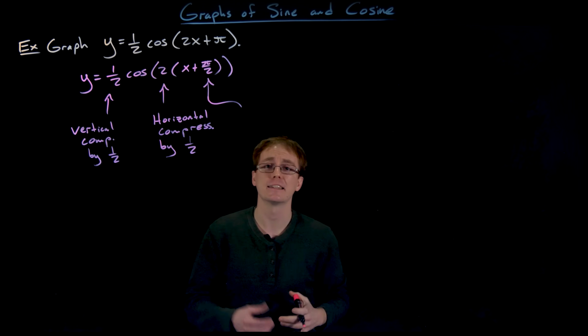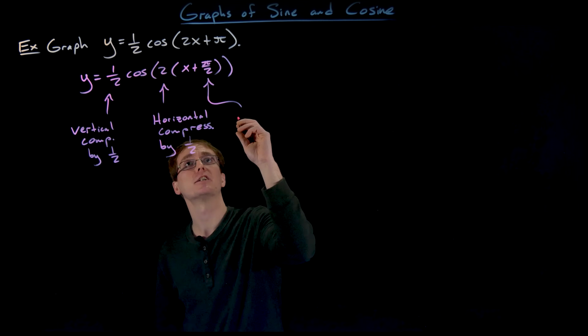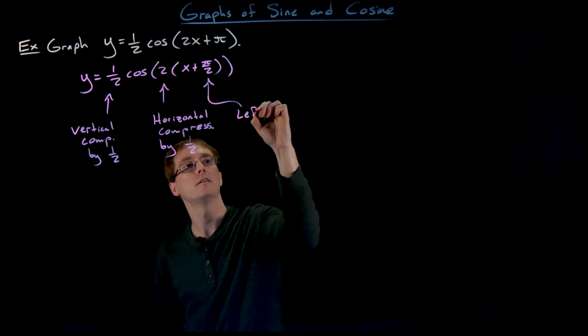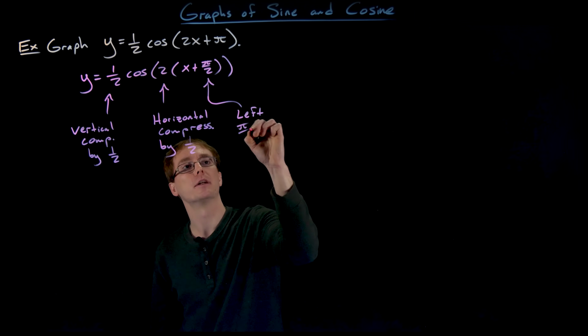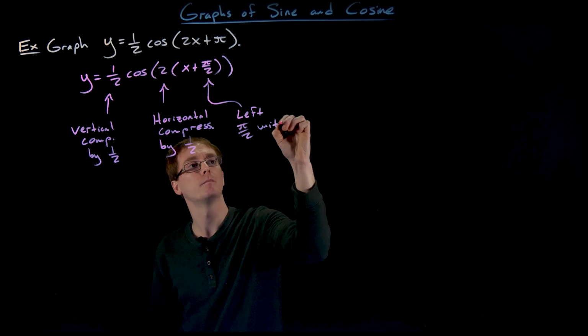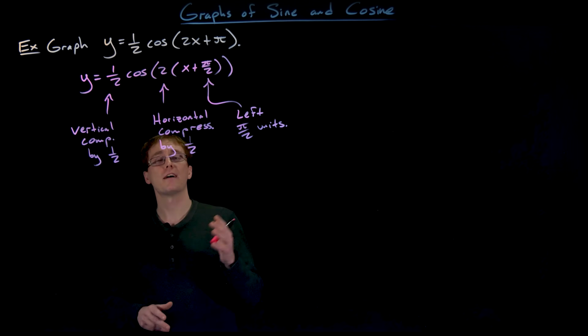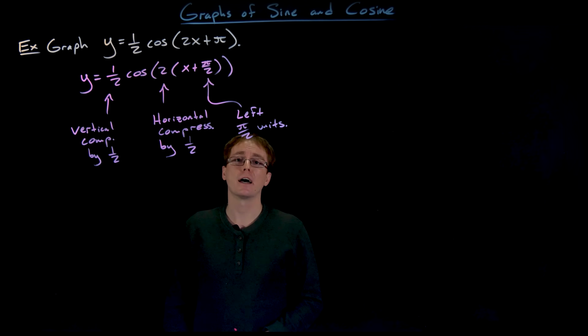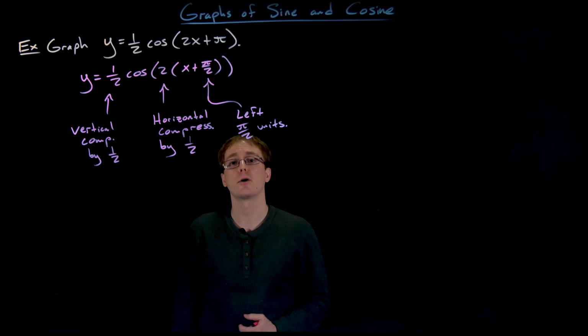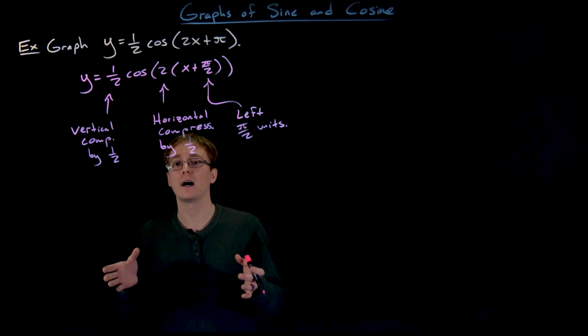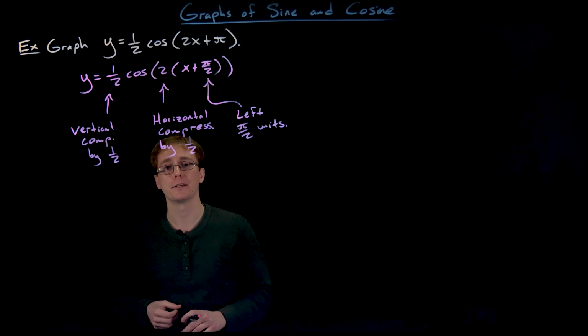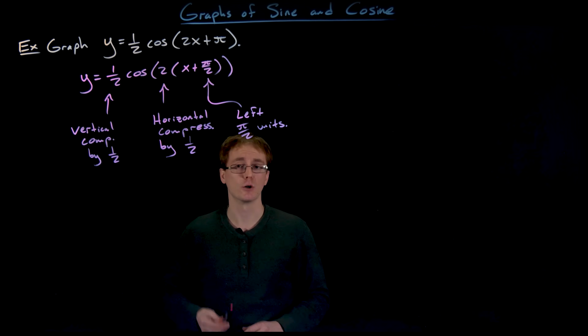And then now we can identify the true shift. It's going to be a shift to the left pi over 2 units. We factored the inside of our function and identified all of our transformations. The next part is to transform those 5 key points that make up 1 period of our cosine function.